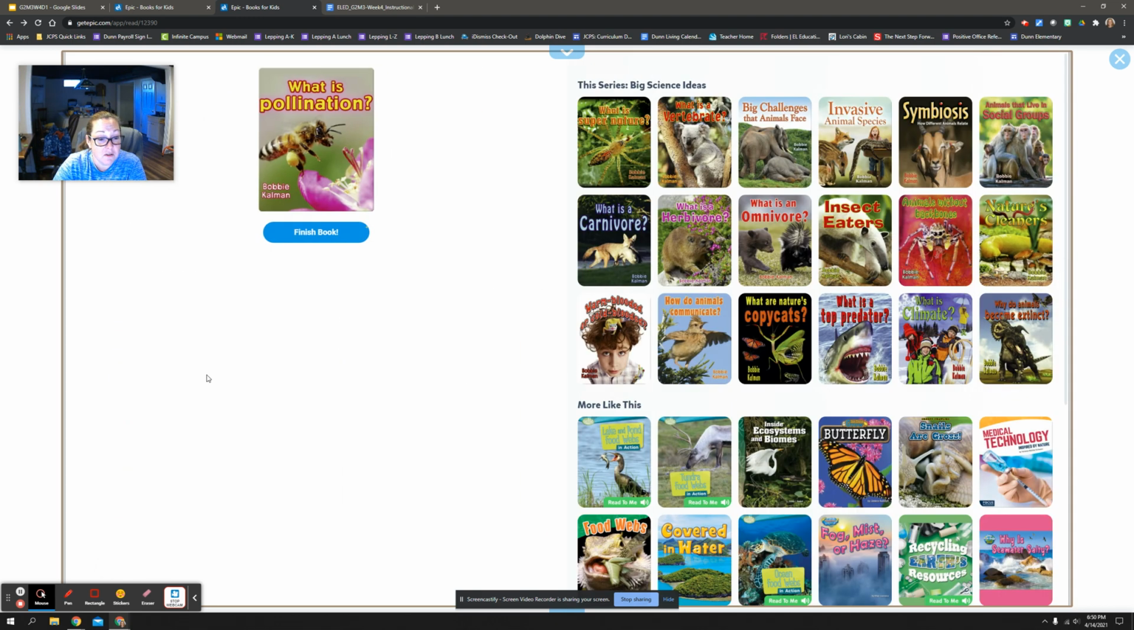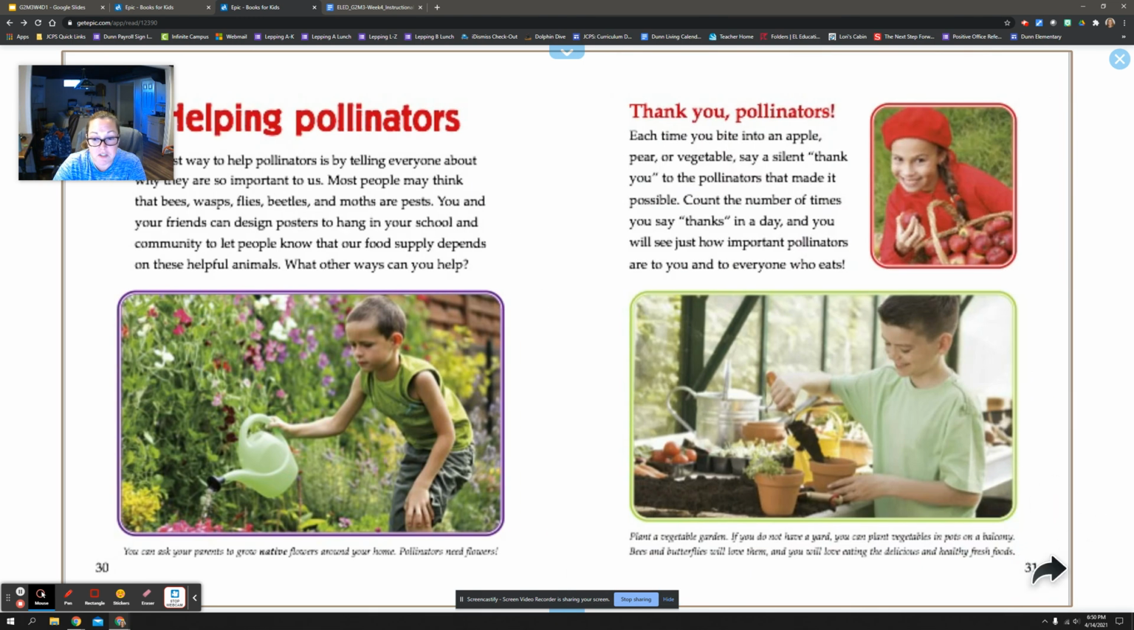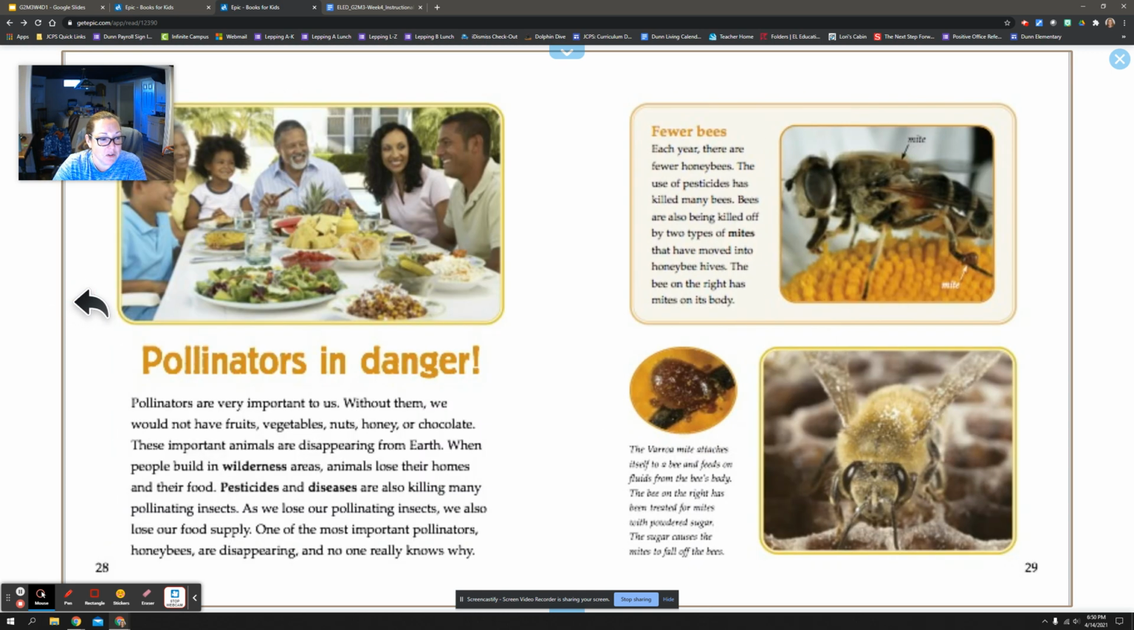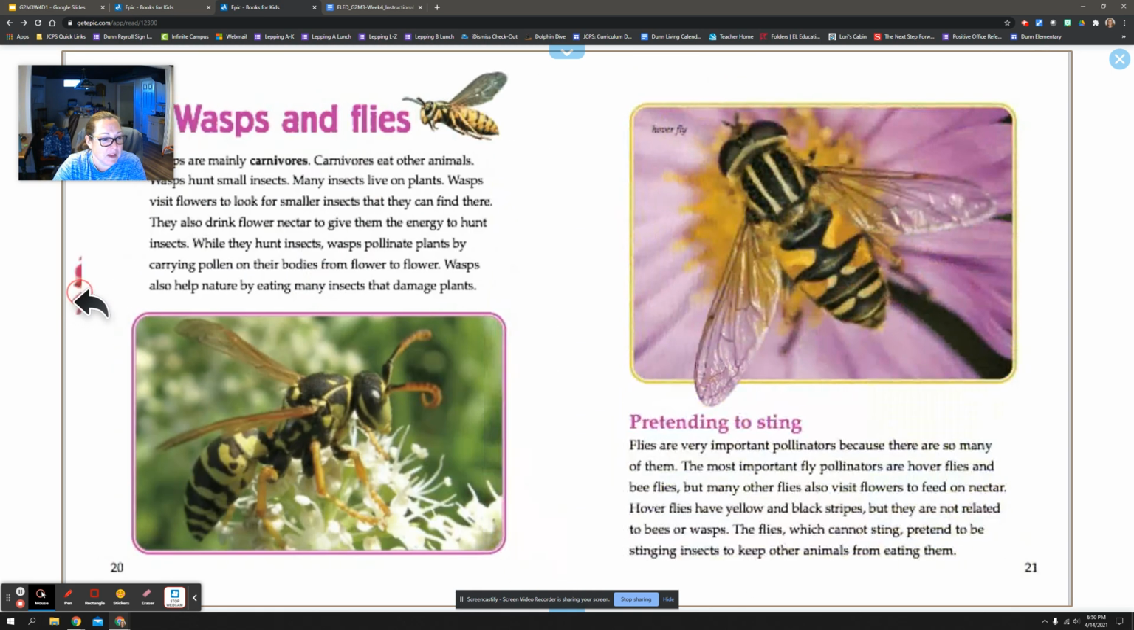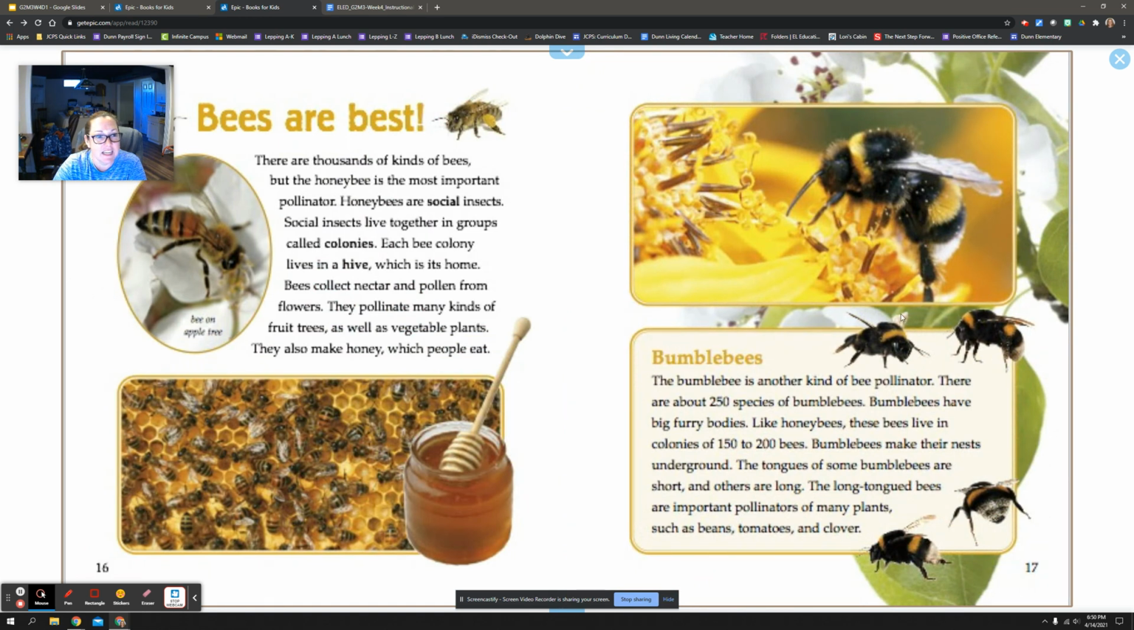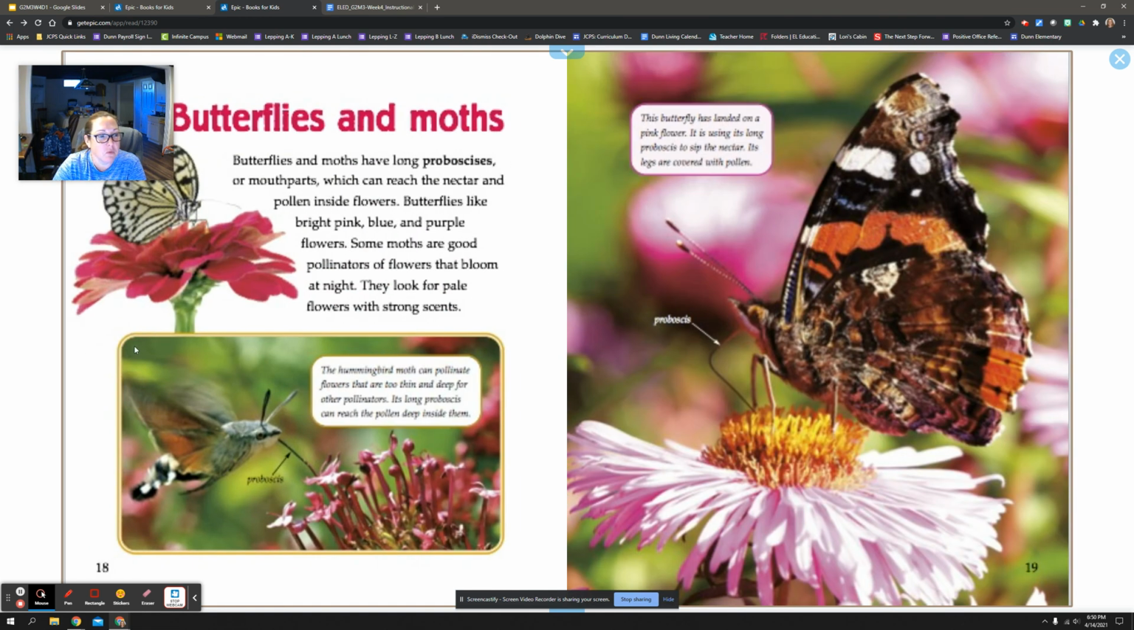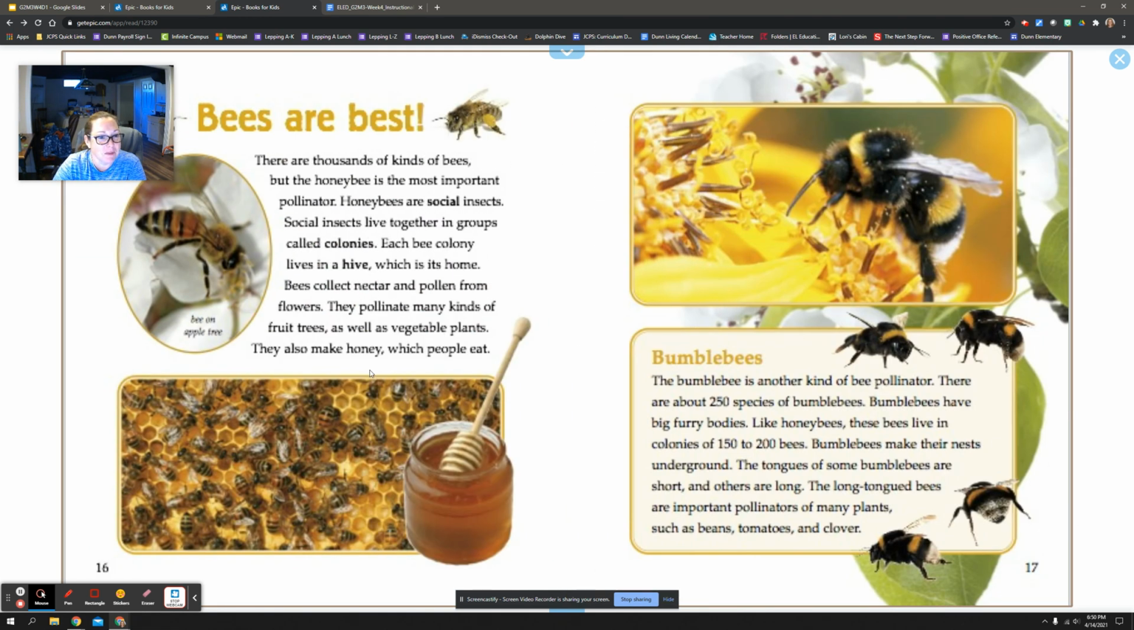This is a long book. So this last page here was 31. So 27 pages long. So let's do the first 13 today, okay? But we're starting on page 4. So we're going to read to about page 17. Let's just remember that we're going to stop after the bees are best section.